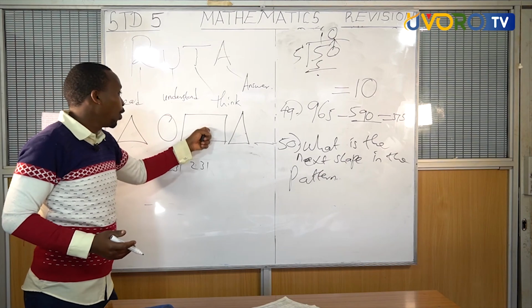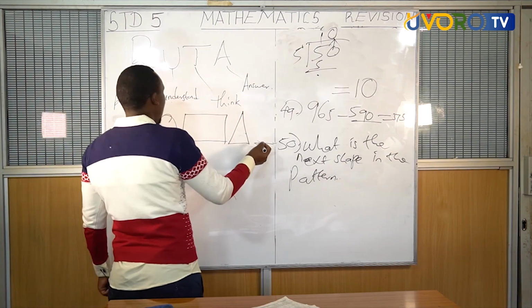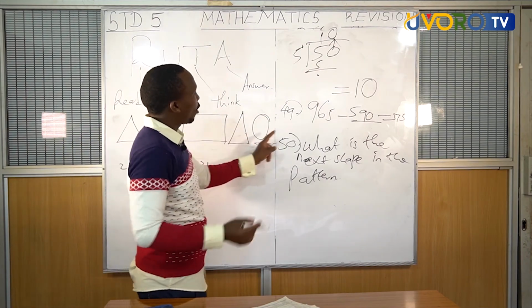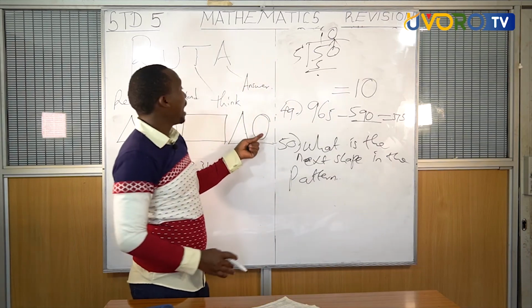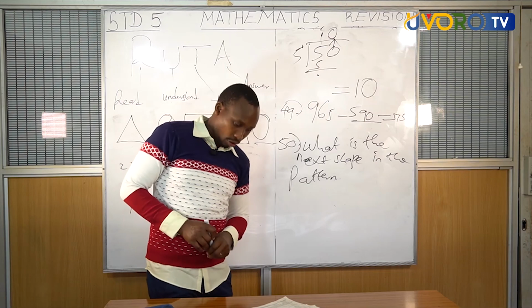Triangle, circle, rectangle. Triangle what? Circle, rectangle. Very good. So here we should have what? Circle. Triangle, circle, rectangle. Triangle, circle, what? Rectangle. But we are only asked for one part. So our answer is a circle.